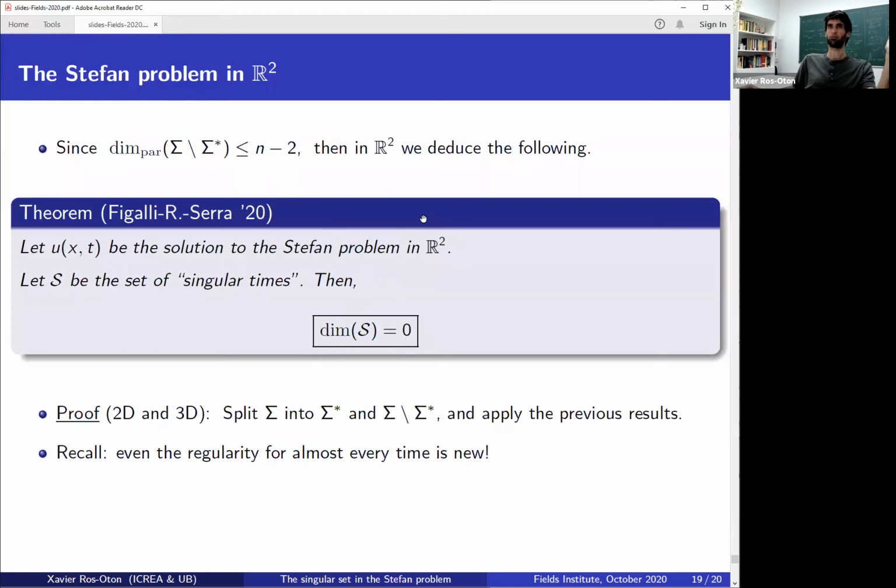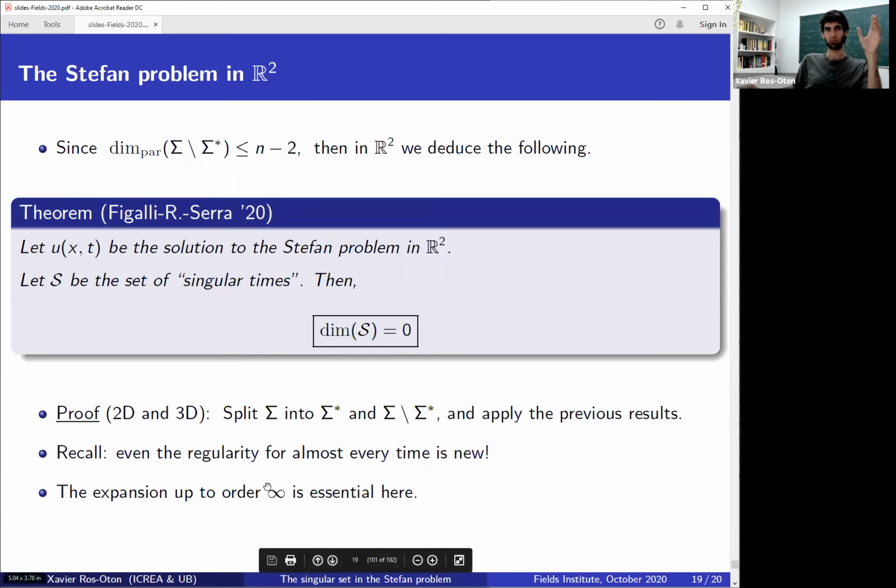Recall also that even in 2D, the regularity for almost every time is known. So we are proving way better than this: not only the regularity for almost every time, but the set of singular times has dimension 0. So it's almost countable, but we cannot prove countable. It's a nice open question to know if you can do countable here or not, but it seems quite difficult. Of course, here the expansion up toward infinity is essential in this result, and it's also essential in the proof of the 3D estimate for singular times.